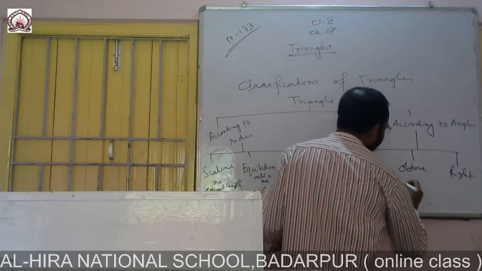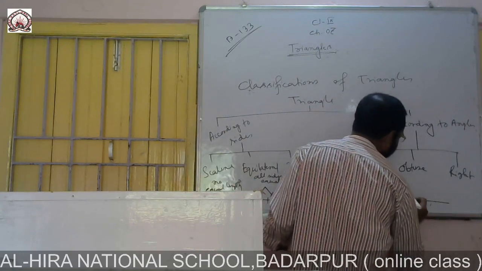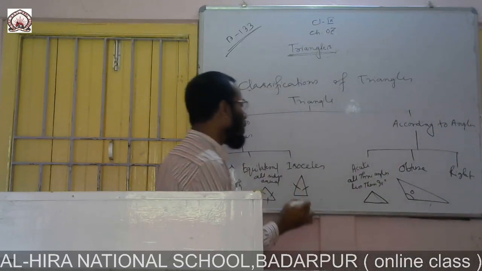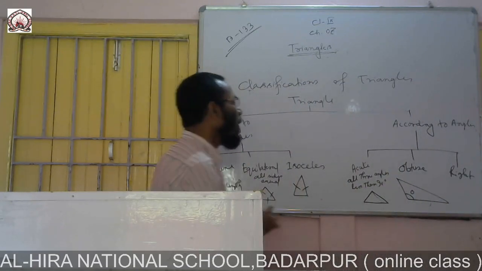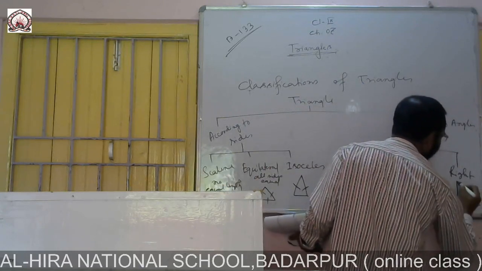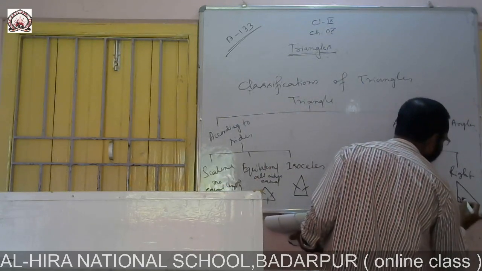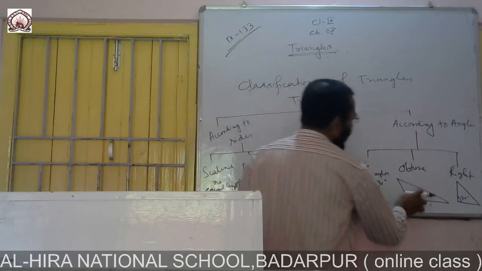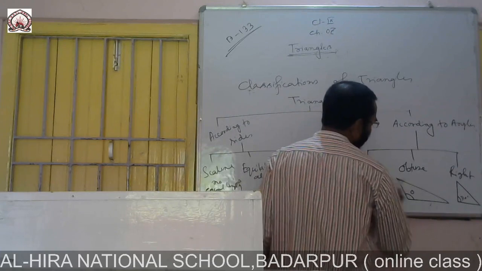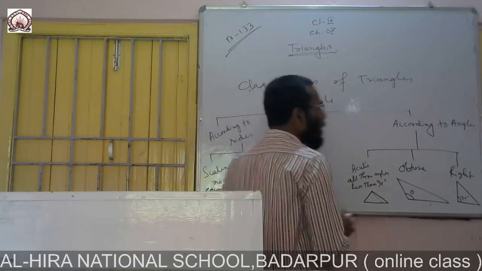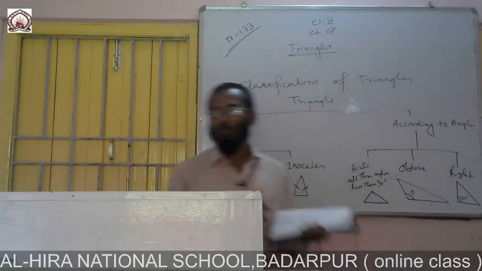Obtuse angle: one angle is obtuse, more than 90. This is called an obtuse angle triangle. And right angle means one angle must be 90. This one is 90, so this is a right angle triangle. So there are 6 types of triangles.